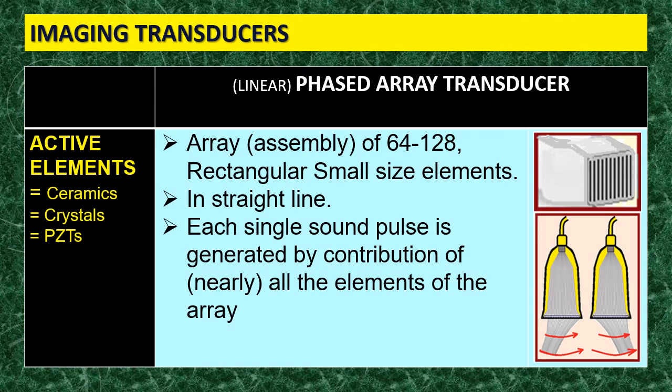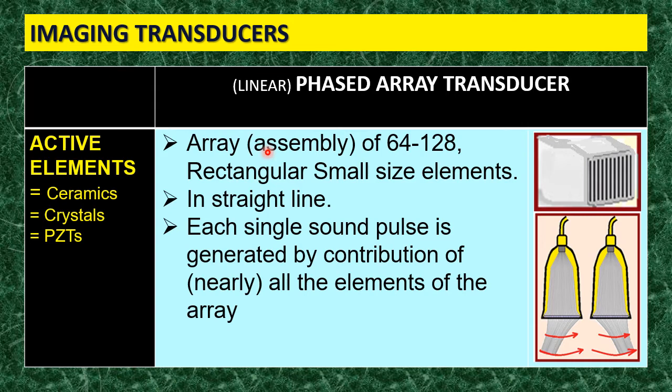So let's go into details about this phased array transducer, and we come to the active elements, or the PZTs or the crystals or the ceramics. How about these PZTs, crystals, or ceramics? They are arranged in an array. Array means an assembly of multiple PZTs arranged together, and that's what we call a bundle or an array or an assembly.